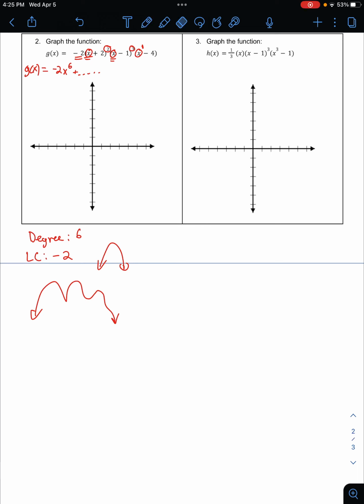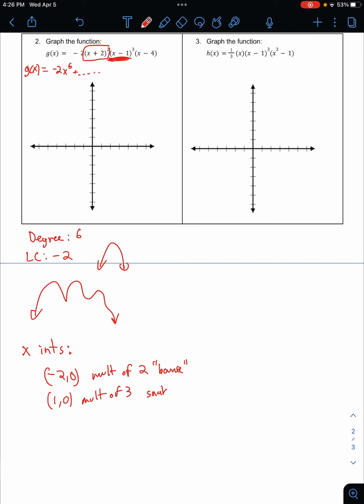Another thing I can get is what are the x-intercepts, because those are some key points we need to capture. The first one is going to be at negative 2, 0, but because I have x plus 2 squared, that means I'm going to have a multiplicity of 2, and we are going to bounce off the axis at this point. At x minus 1, giving us a 0 of 1, 0, I have a multiplicity of 3, which means we're kind of going to snake through the axis a little bit at that point.